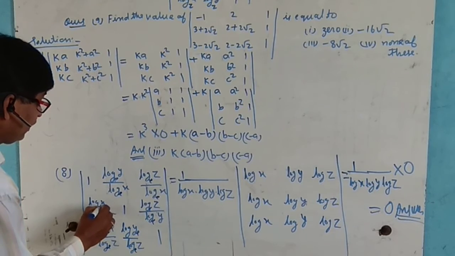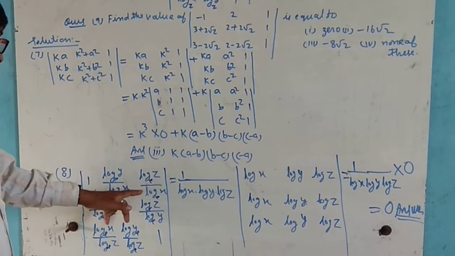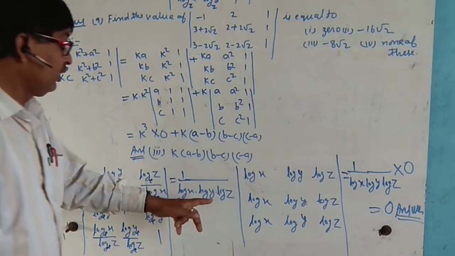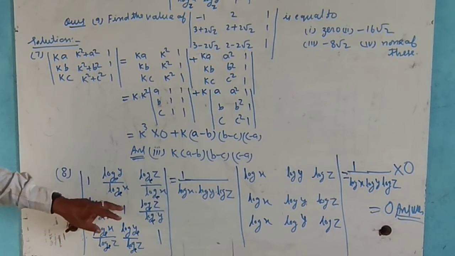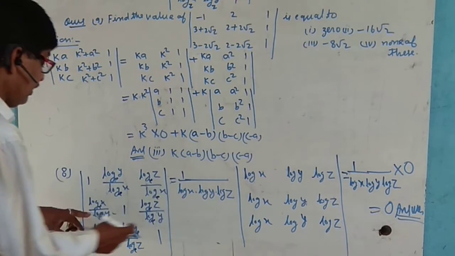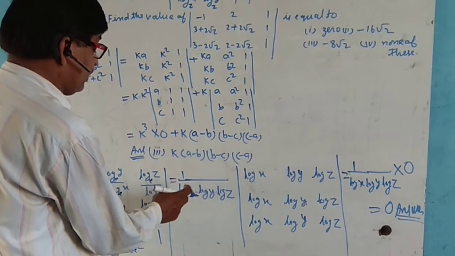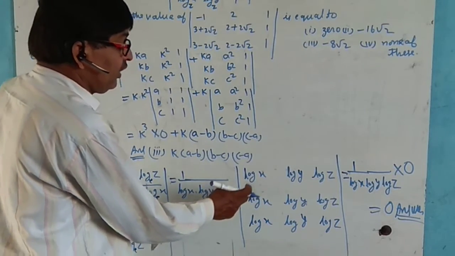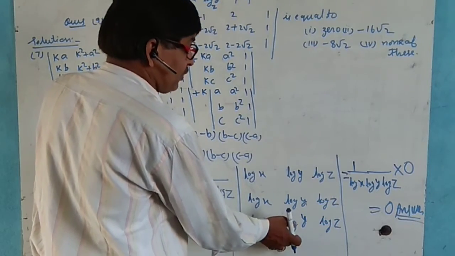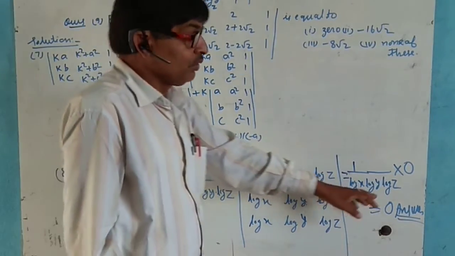Here we take 1 by log x common, 1 by log x in this case, here log x, log y, log z. In this case, in R2 we take 1 by log y, so that log x, log y, log z. Here log x, log y, log z, so that 1 by log x, log y, log z. Here log x, log y, log z, log x, log y, log z. So the value of this is equal to 0, so the value of the given determinant is equal to 0.